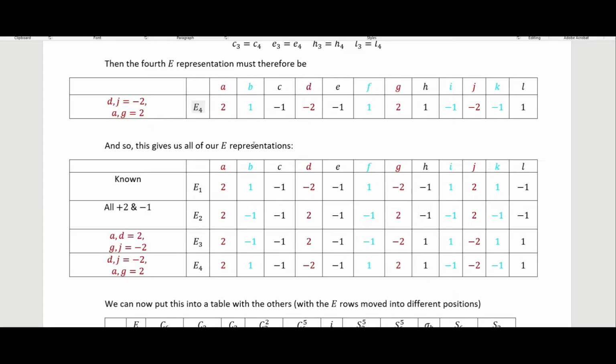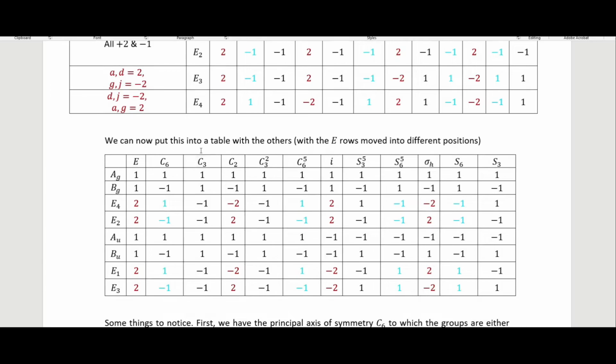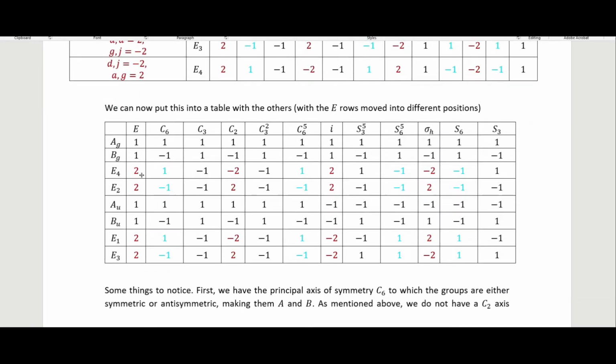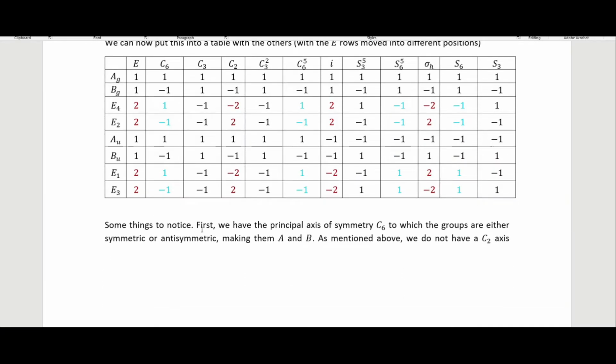And so this gives us all 4 of our E representations here. And so we can put it back in the table with these E rows kind of moved around, in the way that I already know that they're supposed to be. And so some things to notice. So first, we have the principal axis C6 here, to which the groups are either symmetric or anti-symmetric, and so that's where we get our A, B here.